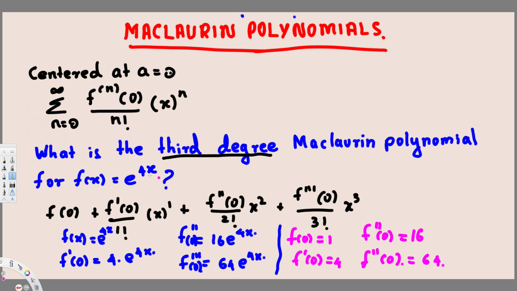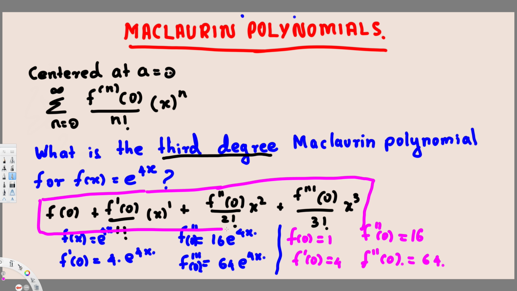Now let's plug these into the original expansion. This is our original function expansion, and we have to plug these values in. We begin with f of 0, so let's continue on top, writing the final answer. f of 0 is going to be 1. Plus f prime 0, which we found is 4, over 1 factorial. 1 factorial is just 1, so instead of writing 4 over 1 x, we can directly write 4x.